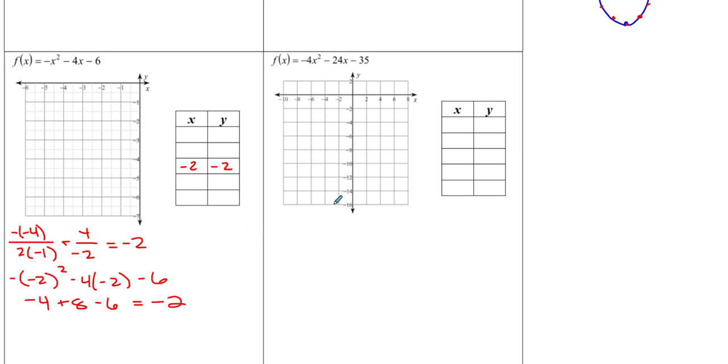All right, now I'm going to have you pause the video because you know what to do. We found the vertex. All we got to do is figure out our tables. Go ahead, pause the video, come on back.